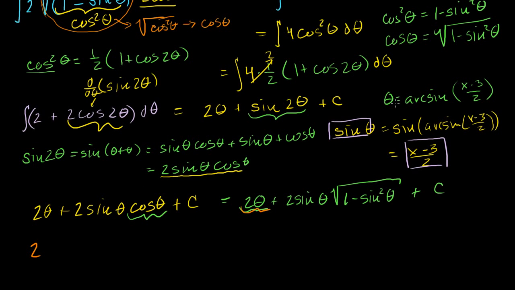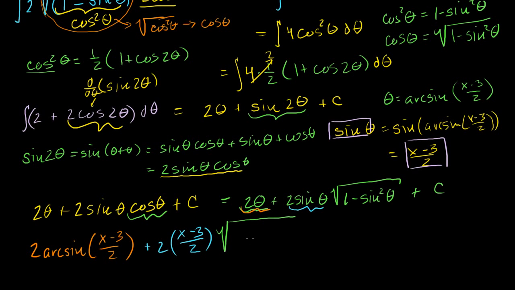We can't escape the arcsine. If we just have a theta, we have to say that theta is equal to arcsine of (x - 3)/2. And then we have plus 2 sine of theta. Well, that's plus 2 times sine of theta, which is (x - 3)/2. So 2 times (x - 3)/2. And then all of that times the square root of 1 minus sine of theta squared. What's sine of theta? It's (x - 3)/2, squared. And then, of course, we have a plus c.